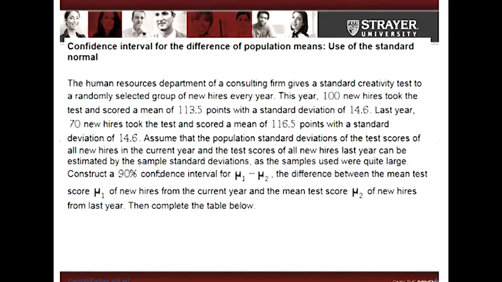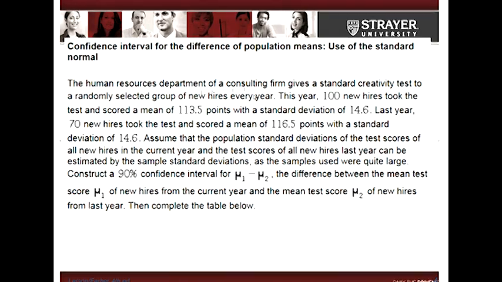So here's the first one, confidence interval for the difference of population means, use of the standard normal. This is the name of the topic in ALEKS, so that when you get to it, if you're not there yet, you can find an example of that specific topic. I started doing them according to the topic so that you would more easily be able to find what you need as you're actually working through ALEKS.